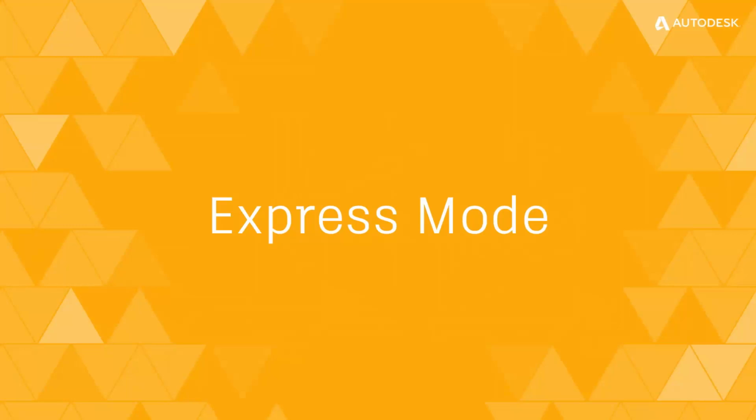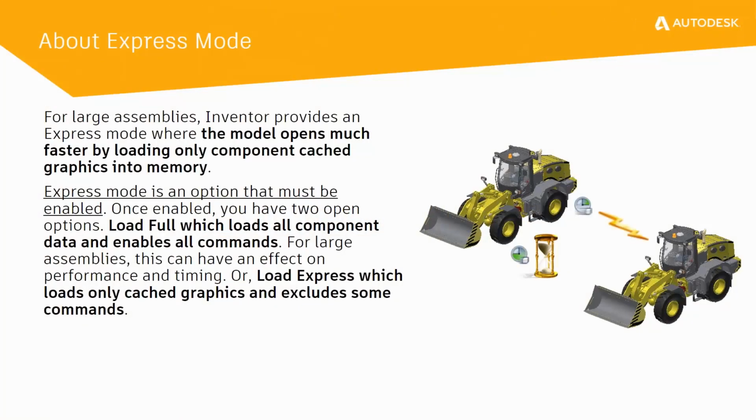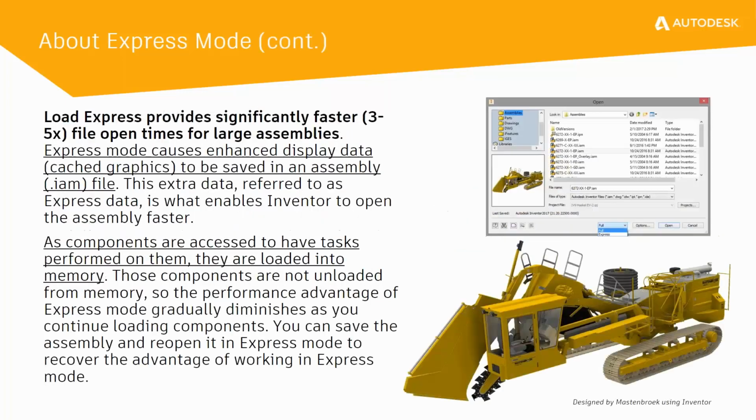Next, let's look a little bit at Express Mode. And Express Mode, I can't remember exactly when it came out, but it wasn't all that long ago. But Express Mode is a way of working with large assemblies that helps models open much faster than loading them fully into memory. It only loads the information that's necessary. In essence, it's loading a cached version of the graphics into memory. And as required, it will load or fully load components that are required for any data or command requirements based on your usage.